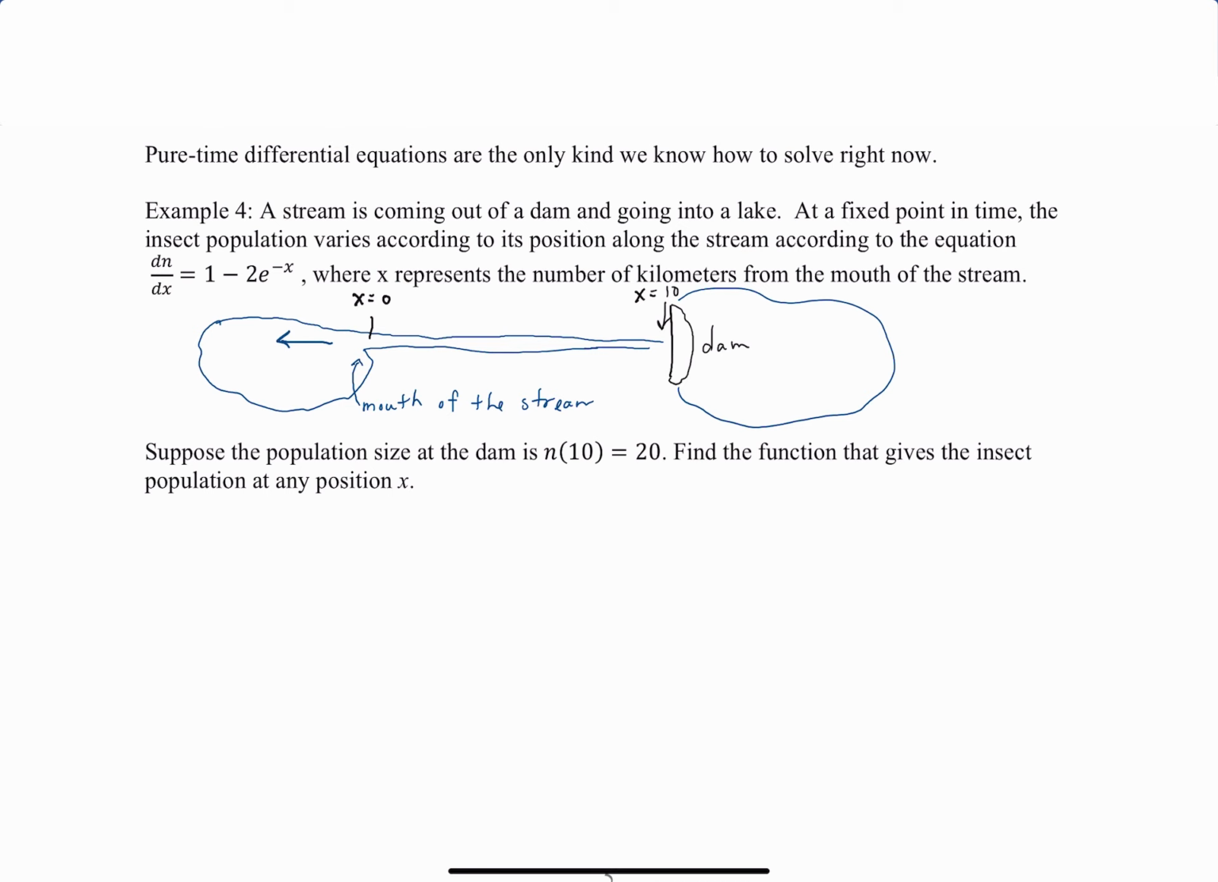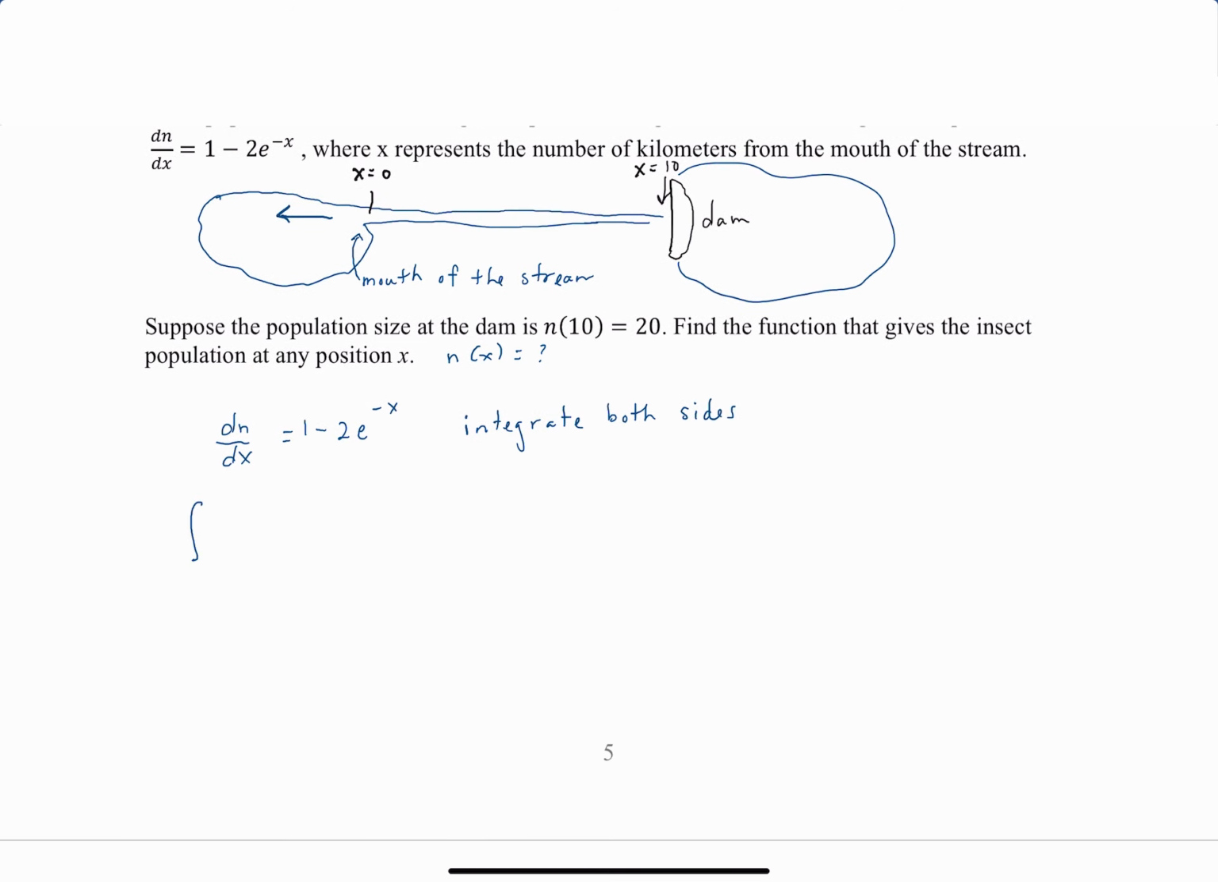So, how are we going to find n of x? That's what we're being asked for. Let's start with dn dx equals 1 minus 2 e to the negative x. And let's integrate both sides. We'll integrate with respect to our independent variable x.